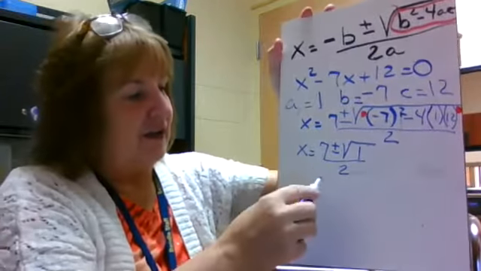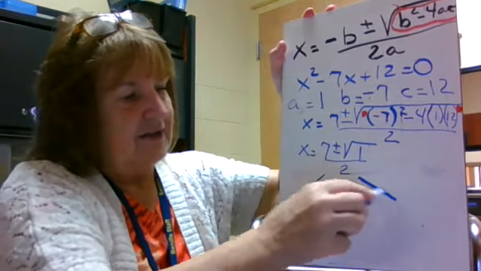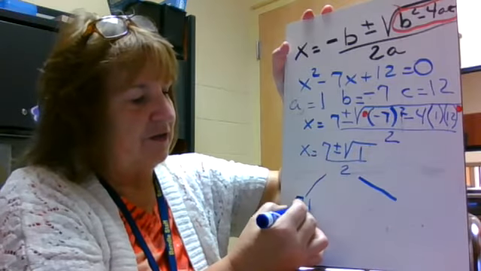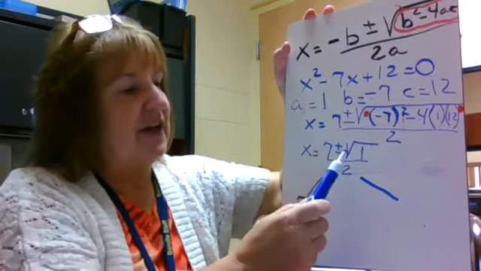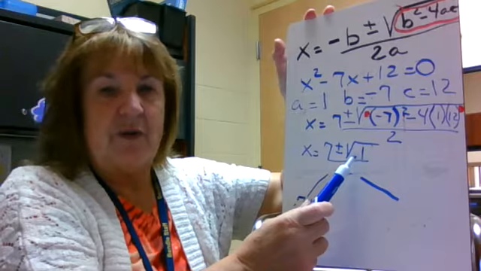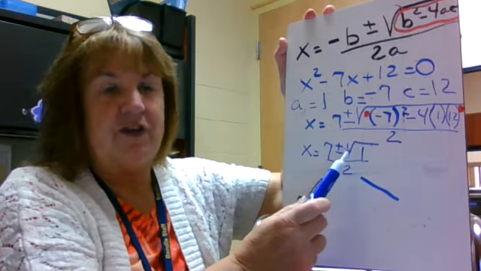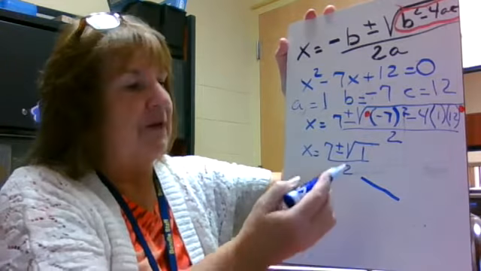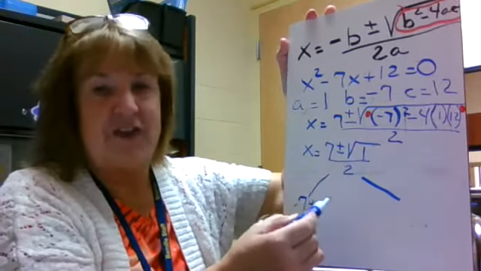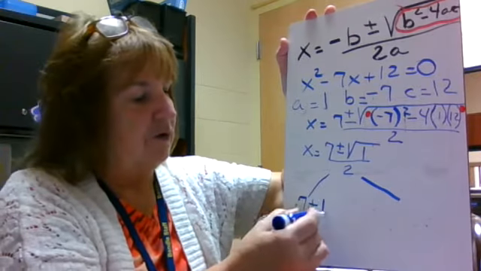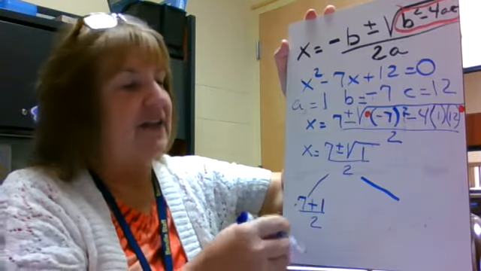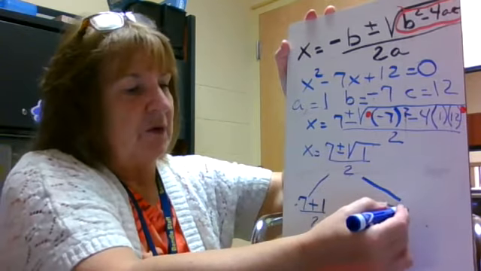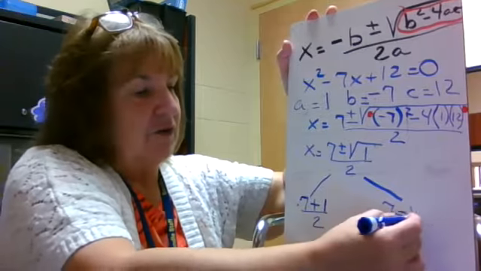So let's find them. 7, we're going to use the plus sign on the first answer. And in this case right here, if you know this square root, then you put it down. If you don't, then you just leave it. Well, we know the square root of 1 is 1, so we put it down. But if that said like the square root of 5, we would just leave it square root of 5, all over 2. And then the other answer is 7 minus the square root of 1, which is 1, all over 2.